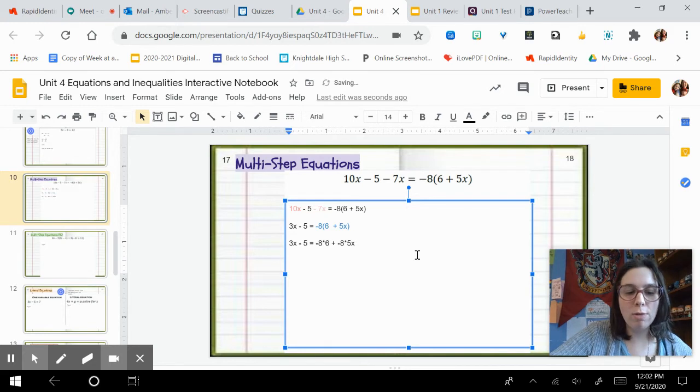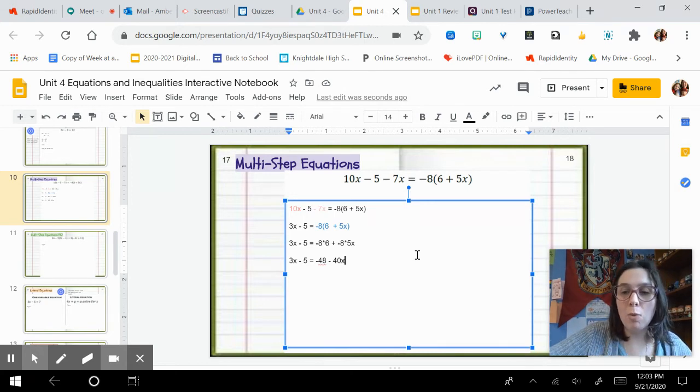So then we have 3x minus 5 again. Negative 8 times 6 is negative 42. And then negative 8 times 5x, not 42, 48, sorry. I was doing 6 times 7. So negative 48. Then negative 8 times 5 is negative 40x. Don't forget there's an x with it. Okay, so now we have done that. Now we need to think about what operations we see. We see 3 times x minus 5 equals negative 48 minus 40 times x.